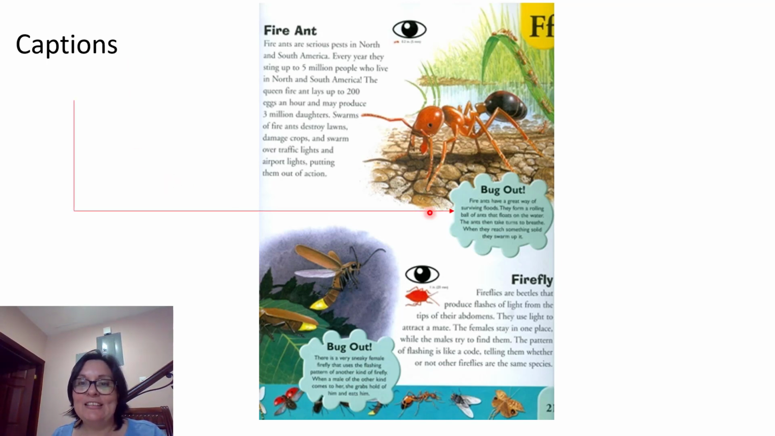A caption is a little description that we are going to find with a picture. When you have a picture in a book, you are going to have a little text beside the picture or under the picture describing what the picture is about. Those are called captions, and they are different from the text. This one is the text, this one is the caption.